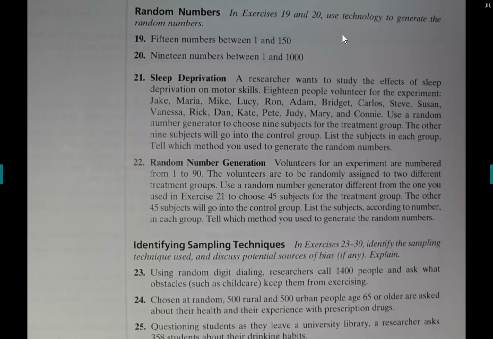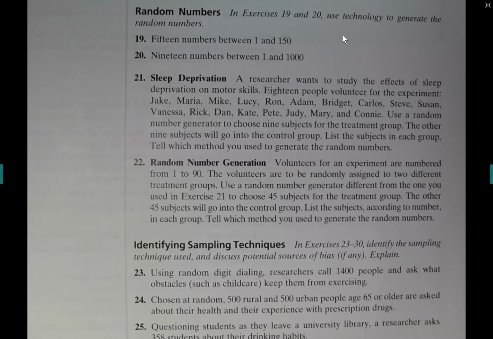Cluster, you have to pick, if you divide the population into segments, you have to pick everybody in the segments. But here we only picked 500 from the city and 500 from the countryside. Oh, so stratified? Stratified, do you guys agree? We divided the population into 2 types: people who live in urban areas and people who live in rural areas. We pick 500 from one side, 500 from the other side, put them together. So we have 1,000 altogether, that is stratified.